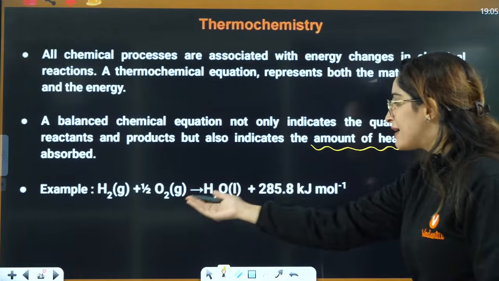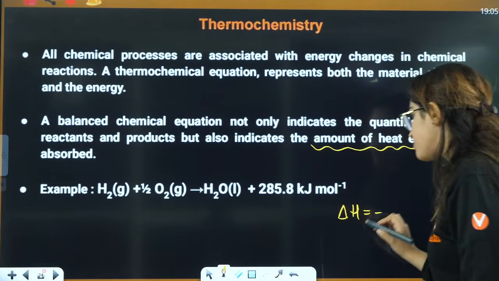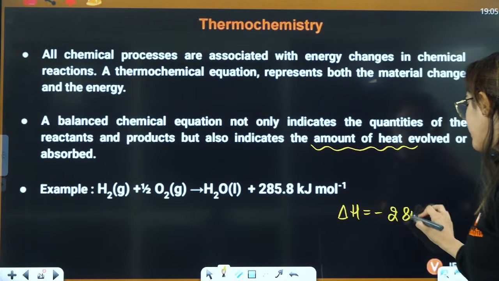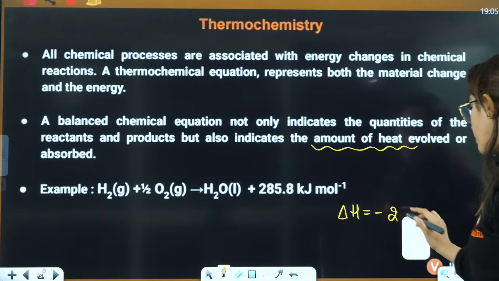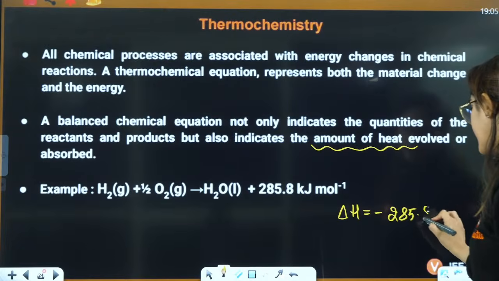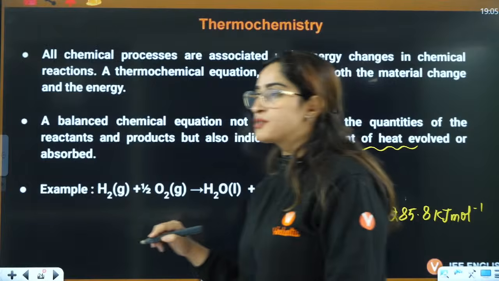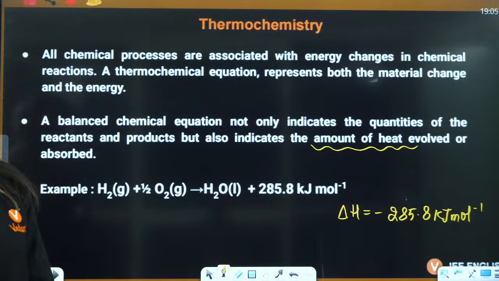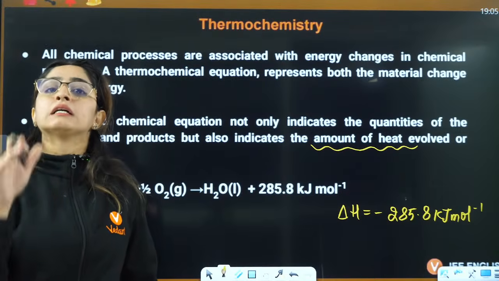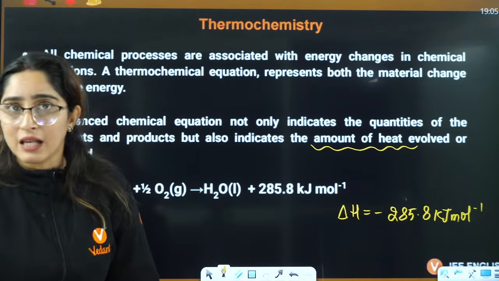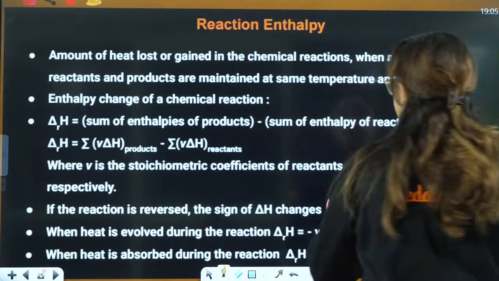Now if you see, when heat is on this side, that means delta H is released, that is minus 285.8 kilojoule per mole. And you know what all this is? This is your thermochemical equation, where we tell the heat change as well, right? That is a thermochemical balanced equation, right?